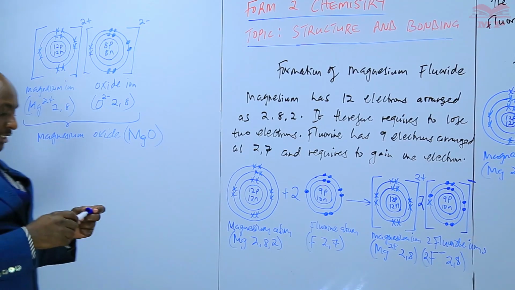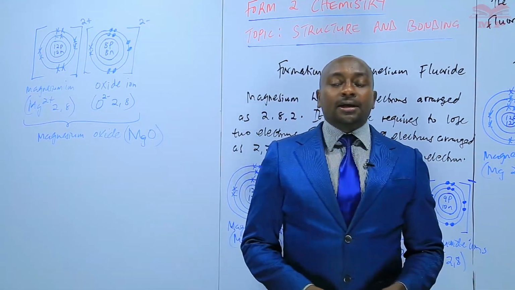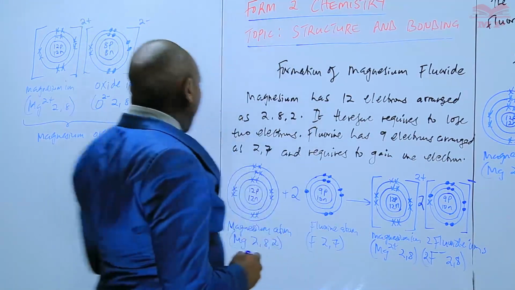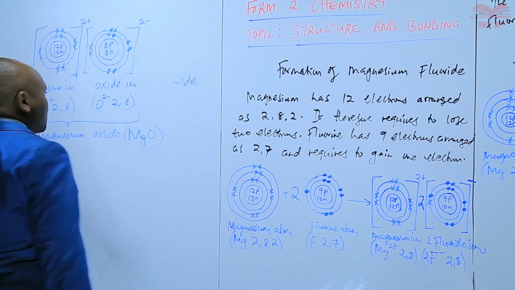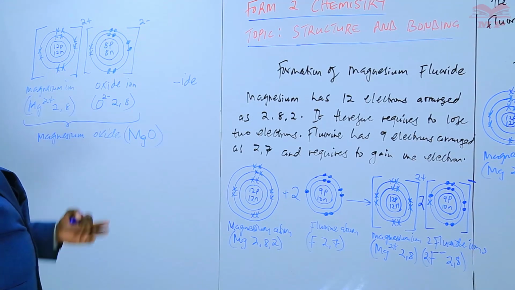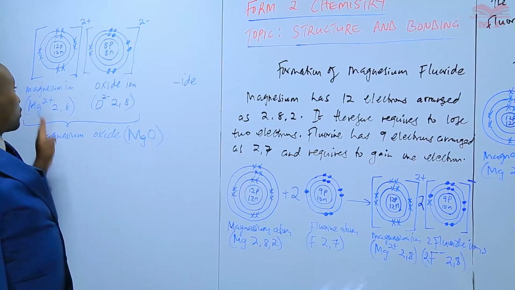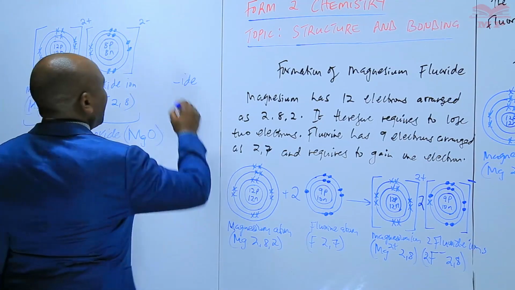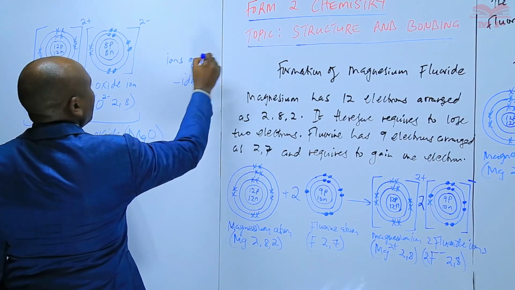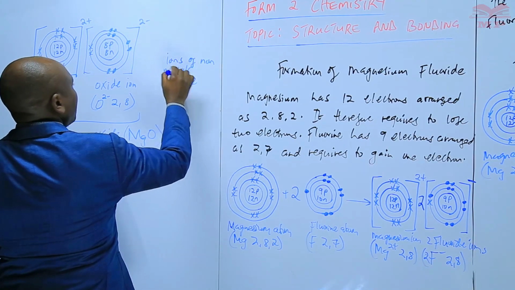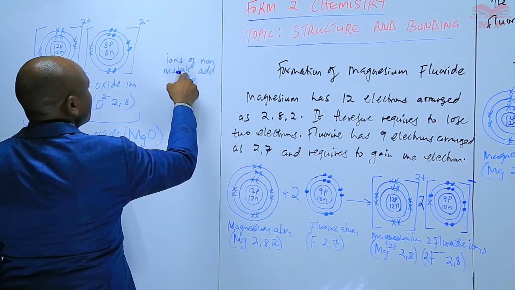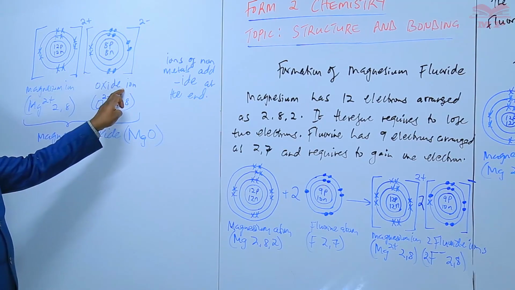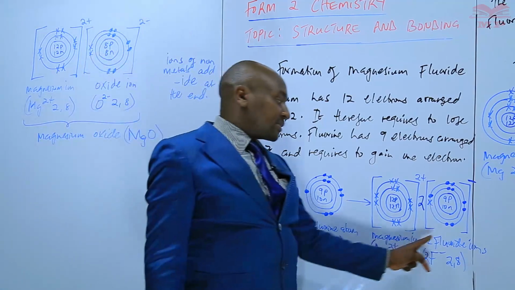There's something important to note here, that for nonmetals, when they form their respective ions, their name changes a bit, and we add an IDE at the end. So for oxygen, we have oxide. For chlorine, we have chloride. For fluorine, we have fluoride. But for the metals, the name just remains. Magnesium remains, calcium remains, sodium remains. But for the ions of nonmetals, these are the ones that we add an IDE at the end. So hence oxide, not oxygen ion, but oxide ion. Not fluorine ion, but fluoride ion.